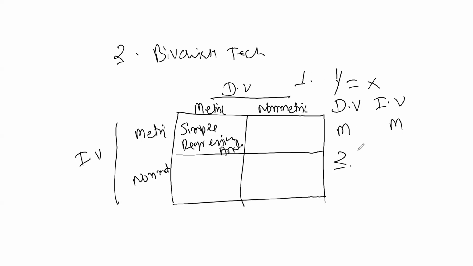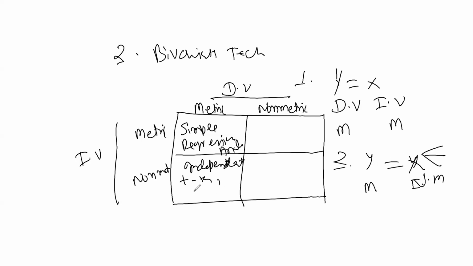This is the first condition. Second condition, if my dependent variable is metric and independent variable is non-metric, meaning 2 categories, then I will use the independent t-test. If the categories are more than 2, then I will apply ANOVA.